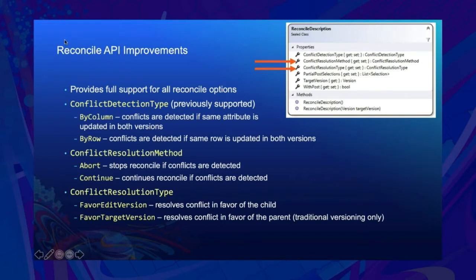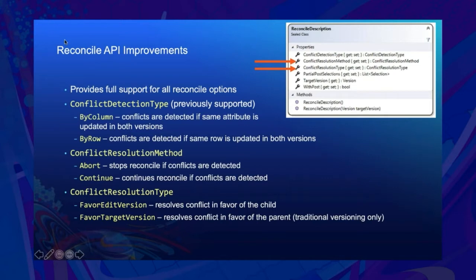The first new property is called conflict resolution method. We have abort and continue as the options. This is what happens when a conflict is detected. So if you pick continue, the next property that comes into play is conflict resolution type. Favor edit version resolves the conflict in favor of the child version, and favor target resolves the conflict in favor of the parent. And that last option is only applicable for traditional versioning.